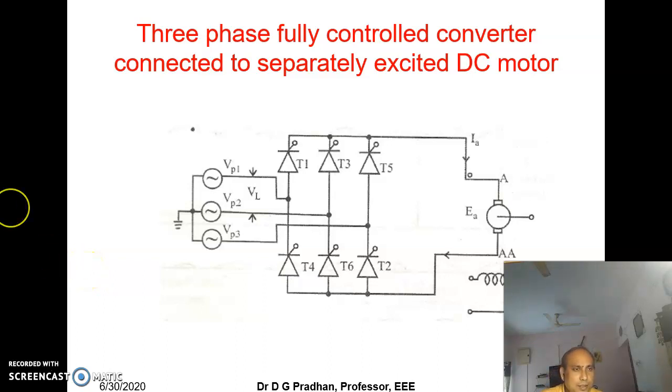There are 6 SCRs, T1 to T6. There are two groups here, the odd group and the even group. In the odd group, T1, T3, T5, and in the even group T2, T4, and T6.